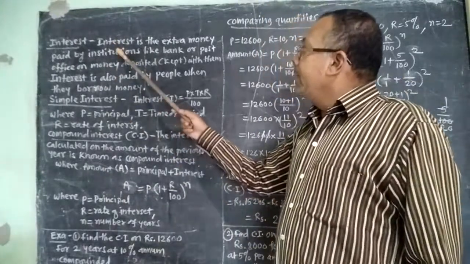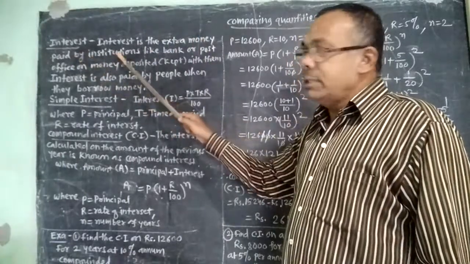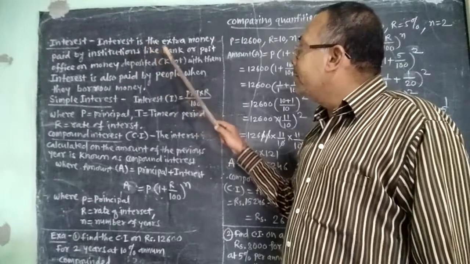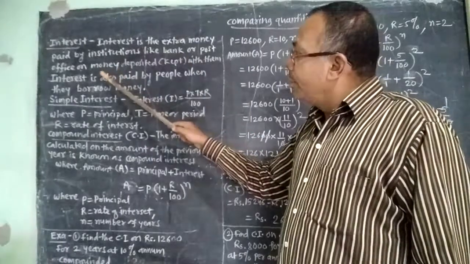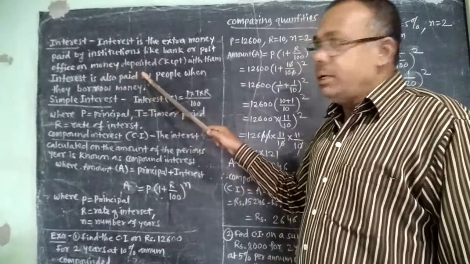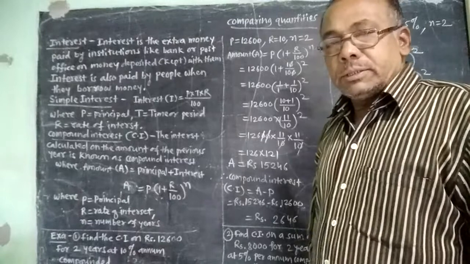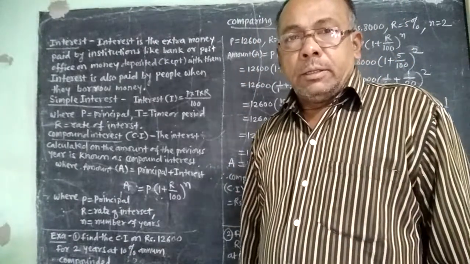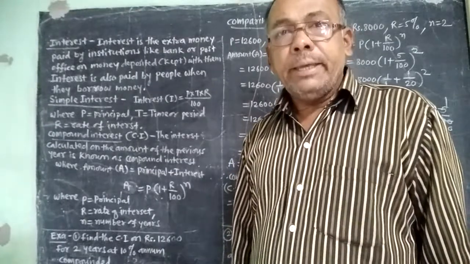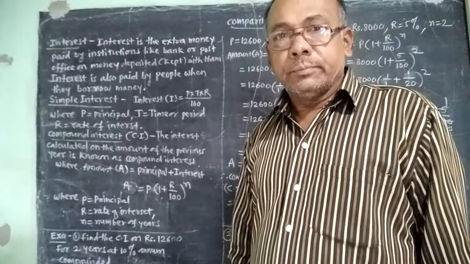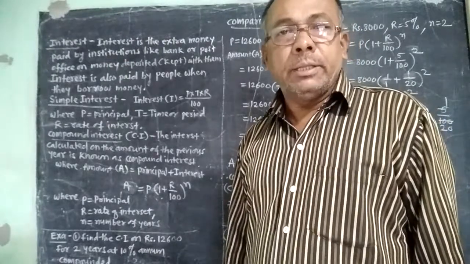Here, interest is the extra money paid by institutions like bank or post office on money deposited with them. Means the institutions like bank or post office pay interest on the deposit which we have kept in that institution.